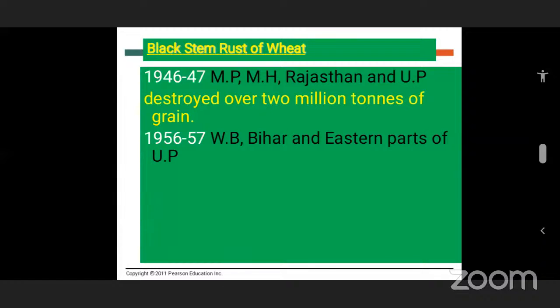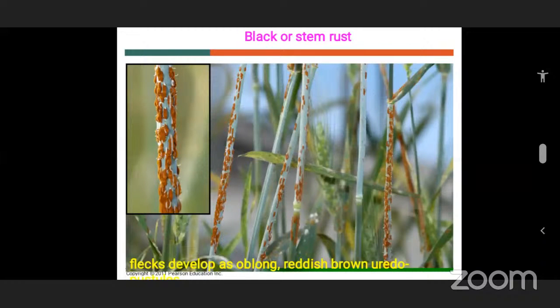Not only black stem rust, some other rust diseases in wheat also caused epidemics in our country. Epidemic means that within a short period it causes more yield losses. Whenever yield losses are high, farmer income is automatically reduced, and finally a shortage of food supply also occurs. That's why plant pathology is one of the important subjects related to agriculture. Now, these are the symptoms related to black stem rust disease. The flecks are yellow, with oblong reddish brown uredospores.